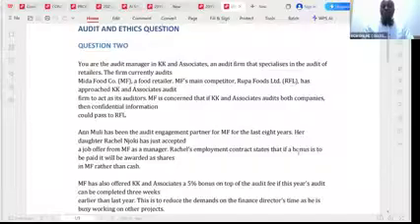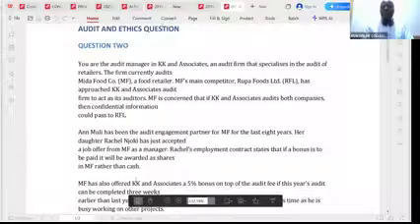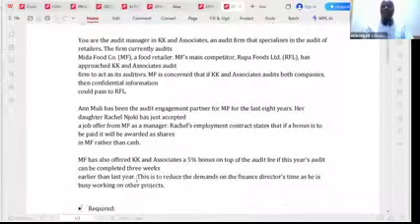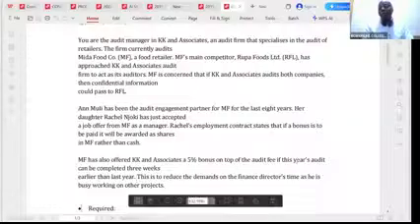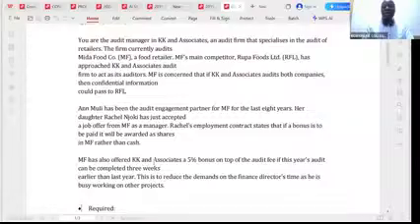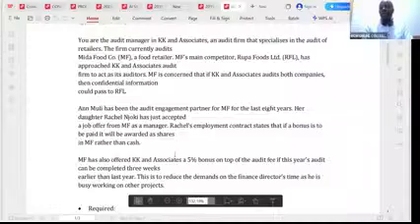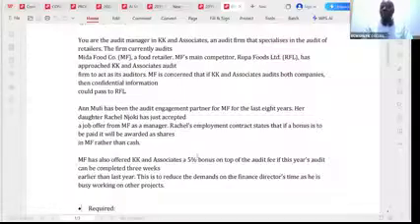Rachel's employment contract states that if a bonus is to be paid, it will be awarded as shares in MF rather than cash. MF has also offered KK and Associates a 5% bonus on top of the audit fees if this year's audit can be completed 3 weeks earlier than last year. So these are contingent fees. Fees that are dependent on a particular outcome. So you're being pushed to work under undue pressure to finish this work very fast. So there must be something that these guys would want to hide.